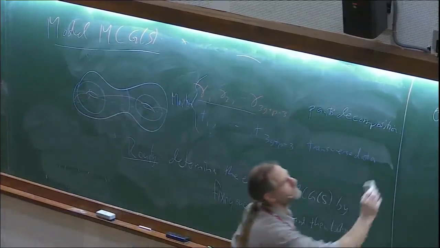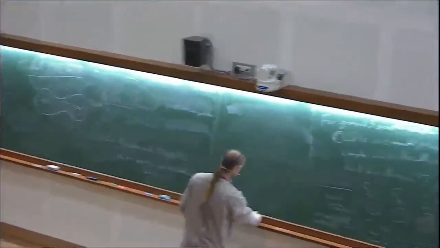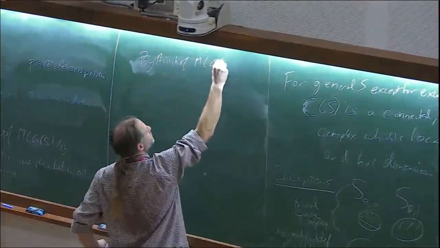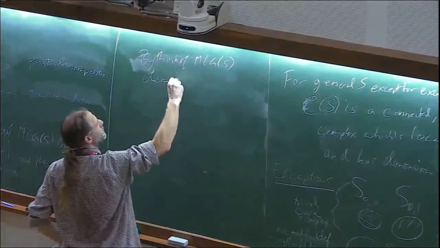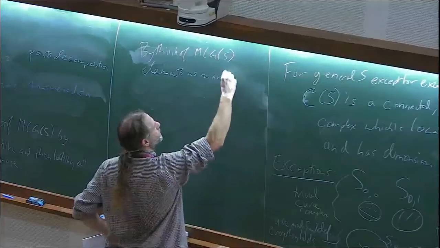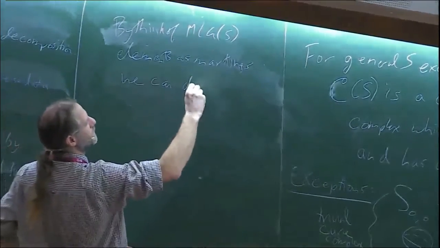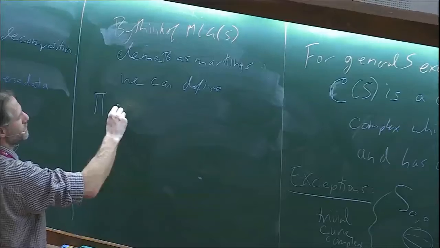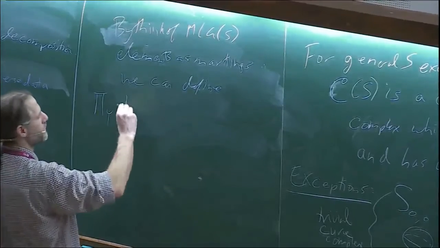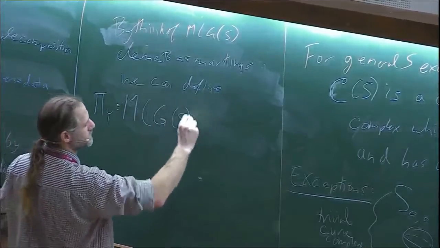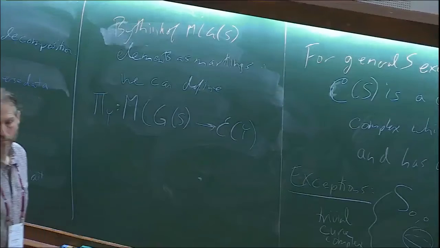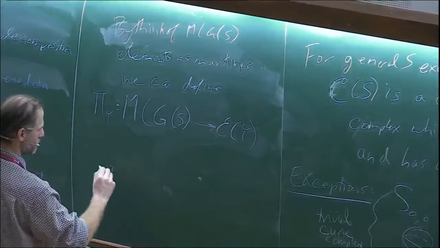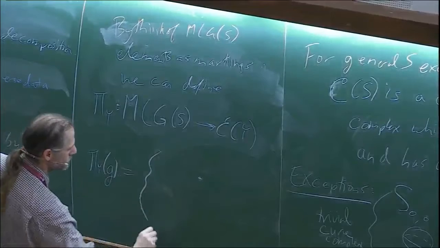So let me say that a little more precisely. By thinking of mapping class group elements as markings, we can define another map, which I'll abuse notation and call by the same name, pi sub Y. But now, instead of just mapping the curve complex of S to the curve complex of Y, I'm going to map the whole mapping class group of S into the curve complex of Y. We define this by sending G, so pi Y of G will be the following thing.